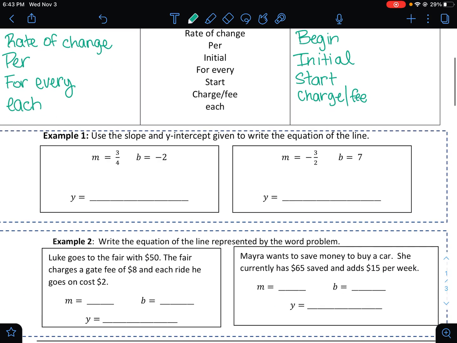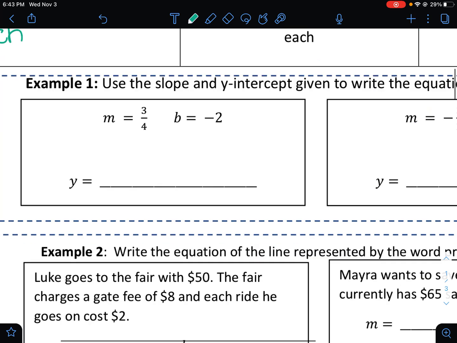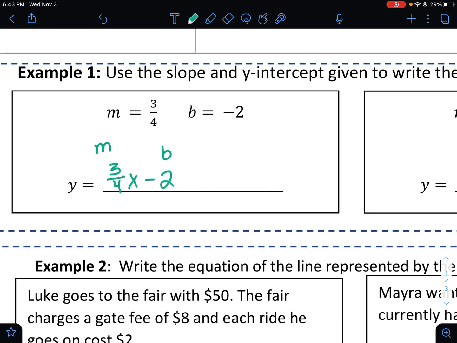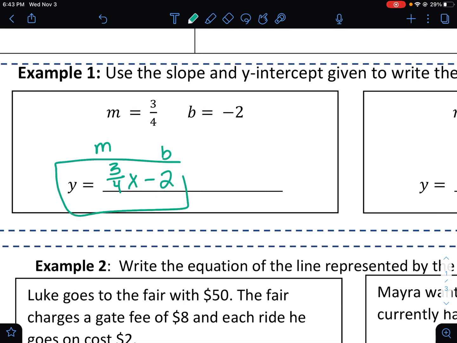So going through these real quick, use the slope and intercept to write an equation of the line. So again, we have y equals mx plus b. We're plugging in the m, plugging in the b. So we have y equals 3/4 x minus 2. This is our m, this is our b. And that would be our final answer.